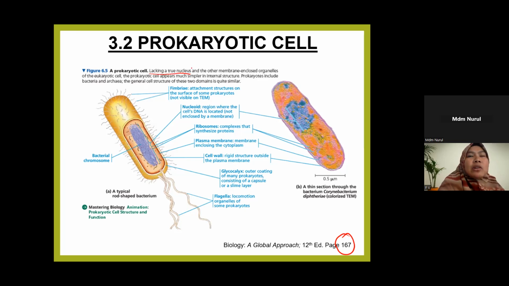Alright. So, you can see here, prokaryotic cell is lacking a true nucleus. So, kita faham apa maksud lacking a true nucleus. They are also lacking of membrane enclosed organelle. Dia tak ada organelle yang dibaluti oleh membrane. Sama juga. Okay. And then, it is much simpler. Right? And they include bacteria and archaea. Okay. Apa archaea? Kejap lagi madam terangkan.